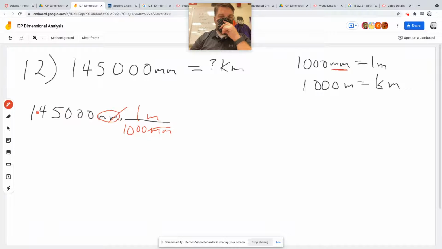Oh man, you guys are cooking with gas now. So now if I have meters on the top on this one, what do I want on the bottom over here? Meters. Now I've already used this kind of, right? Put kilometers on top. Very good. Well, what's the ratio? 1,000 meters is equal to 1 kilometer. Somebody just had an aha moment. That's good. So the meters cancel with meters.